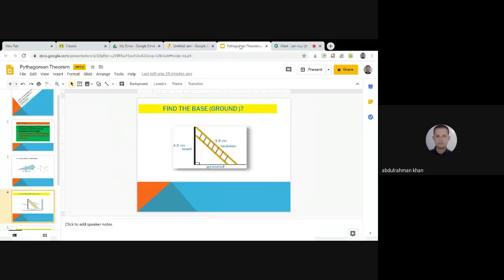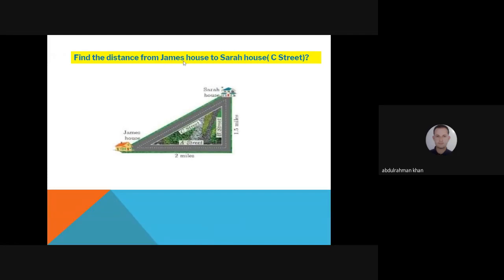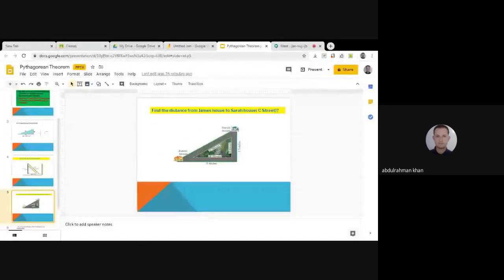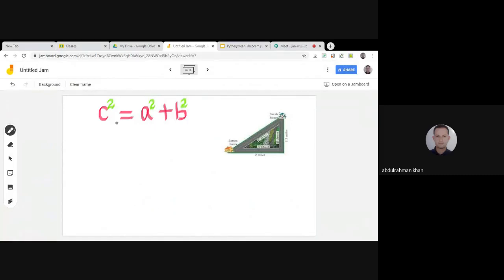Now the second question, look at this one. Find the distance from James's house to Sarah's house, that is, find the C side. We are given the ground, the base, which is 2 miles, and the height is 1.5 miles. We have to find the distance from James's house to Sarah's house. So very simple, again use the Pythagorean theorem. Here we have to find the hypotenuse. So we will write C square as it is.